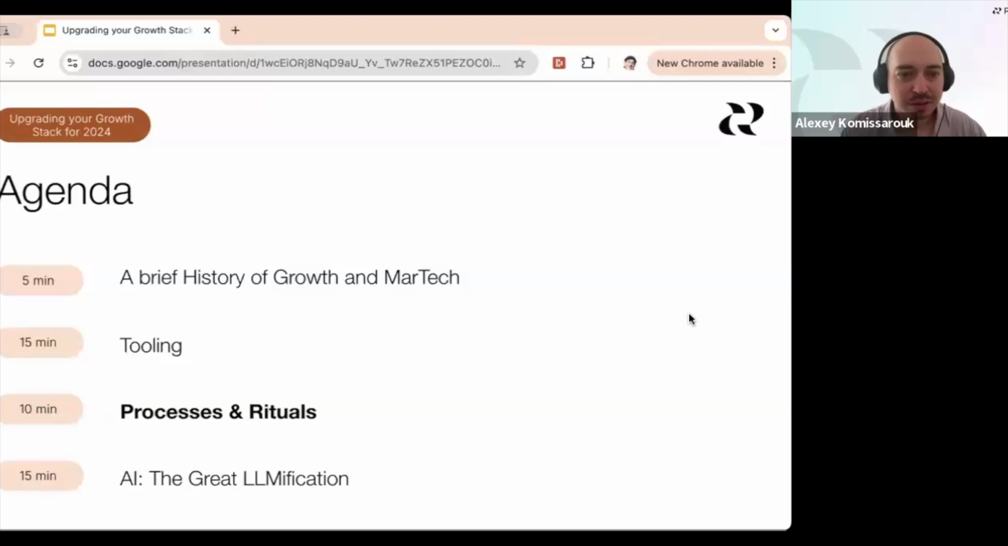Cool. Let's talk about processes and rituals. This is for the engineering and PM folks in the audience. Look at all these reactions. Thank you, guys. Yeah, if something makes sense, use a reaction. I can't see anybody's camera, so it's super helpful.